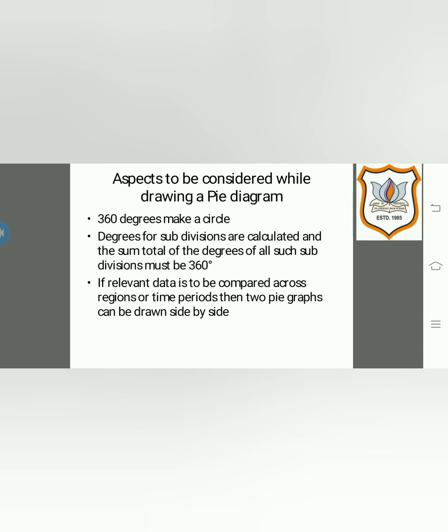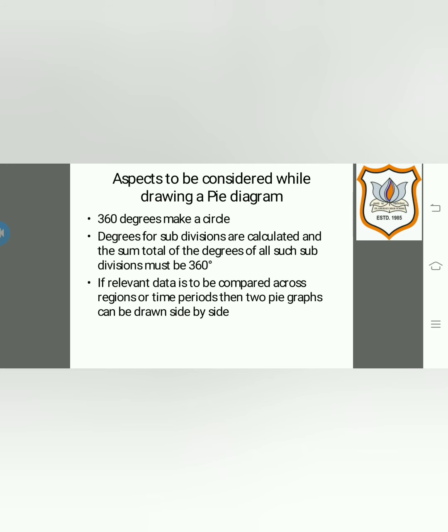Second point states that degrees for subdivisions are calculated. That means when a data itself has certain components, or when data is having certain sections, degrees for all these sections or divisions are to be calculated, and while calculating the degrees, it should be noted that the sum total of all these degrees must be equal to 360.